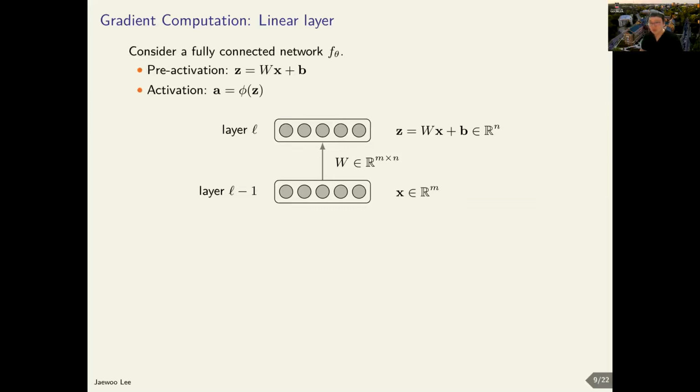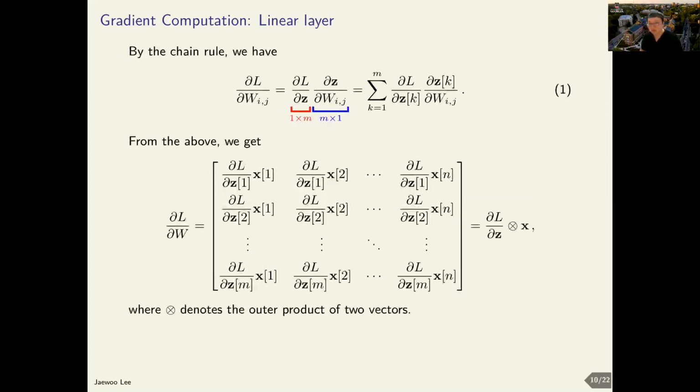Given this notation, let's look into more details. Using the chain rule, we can express the derivative of our loss function L with respect to parameter W as the product of two terms, in which the first term is the gradient with respect to pre-activation, and the second term is the derivative of pre-activation with respect to parameter W. And it turns out that the second term is nothing but the input to the layer.